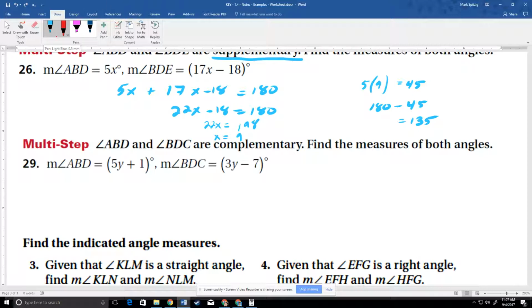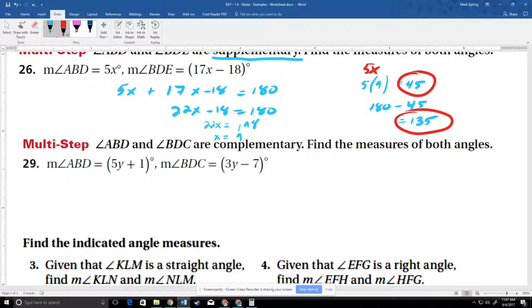So you can see that I was about here. I ended up with 22x equals 198, so x equals 9. And what I did is I plugged it back into the 5x and found the measure of that was 45. I knew that the other one was supplementary, so I just subtracted it from 180. So our two angles are 45 and 135.